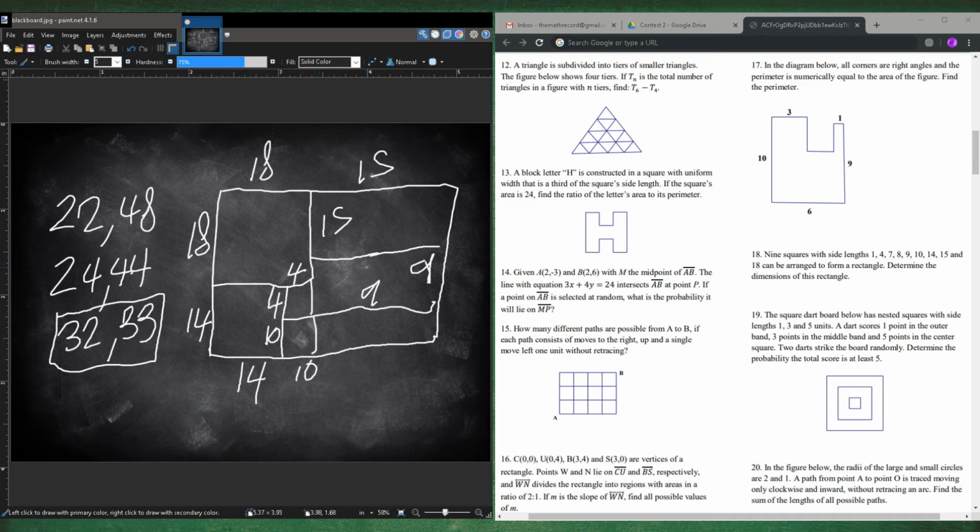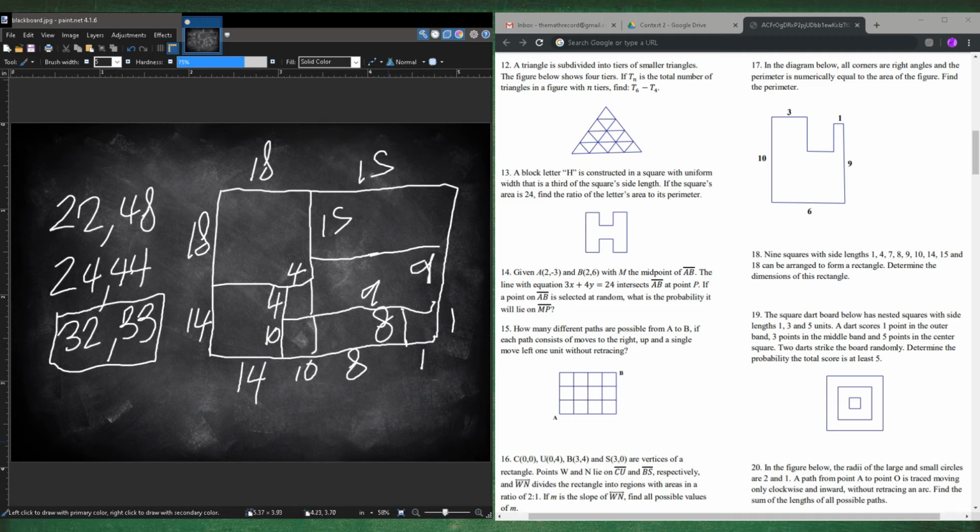So what's that? 24? What was that number? 24. That makes, wait, that's 32. So 24, that's 8. So this is an 8 by 8. Yeah, so this is an 8 by 8. So we have a 10 here, a 4 here. So that's 22, and that's 32. And yeah, we have a 1 by 1. So yeah, 32 and 33 can make a rectangle. So that's the answer, 32 and 33.